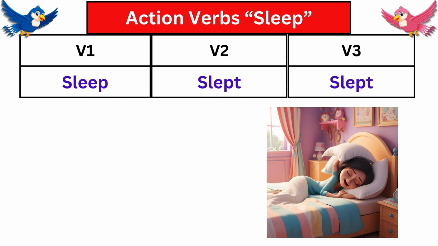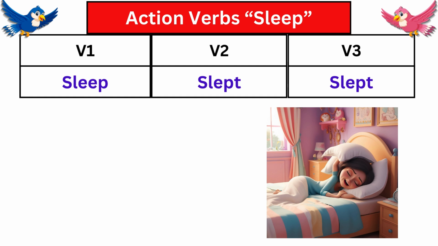Today, we will learn how action verbs change depending on the tense. Let's look at the three forms of the verb. V1: sleep, present. V2: slept, past. And V3: slept, past participle.